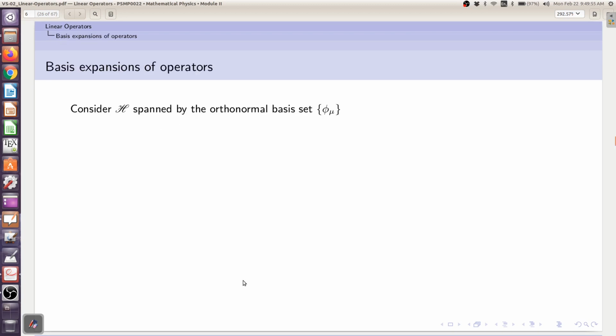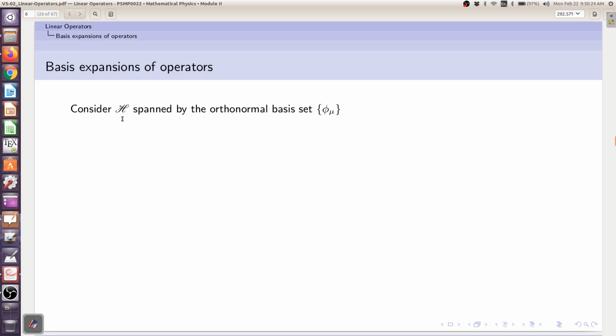Now coming to basis expansion of operators. Let's say I have a Hilbert space which is spanned by an orthonormal basis set. The moment I say it's a Hilbert space, we understand that a scalar product is defined. That's the criterion for a vector space to become a Hilbert space. So the scalar product is already defined, and that is understood.